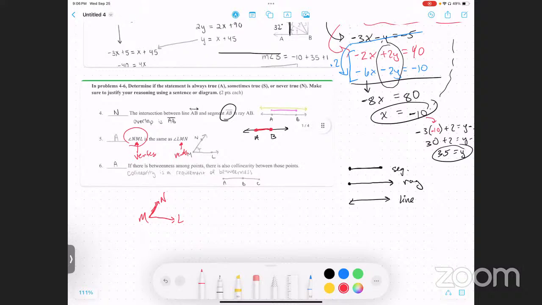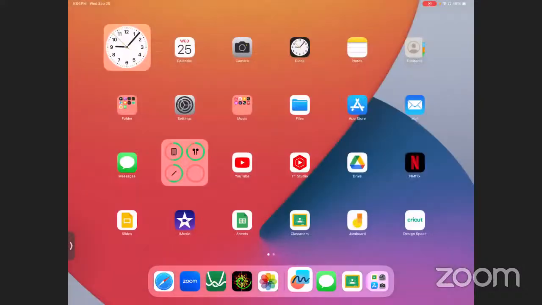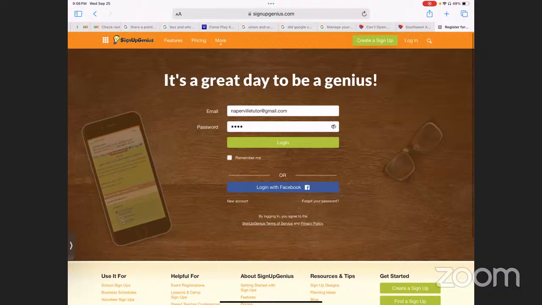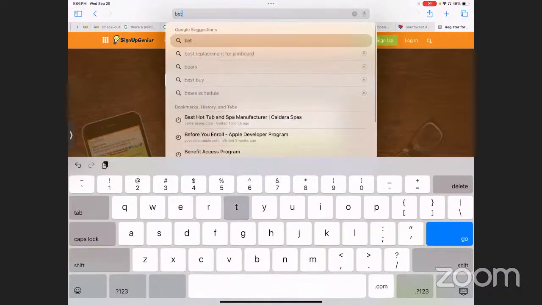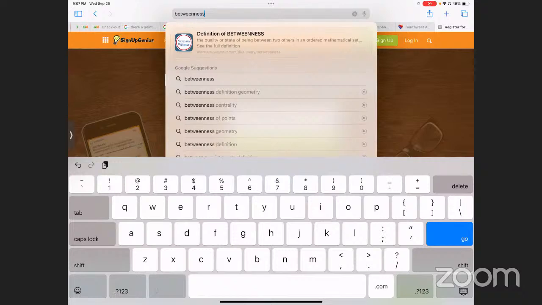Number 6 says if there is betweenness among points, that means, I don't actually know the definition of betweenness. Do you have that definition? It's in my notebook, but my notebook is in my backpack downstairs. I think it's just like what's between the points. Yeah, but what does that mean? Betweenness.